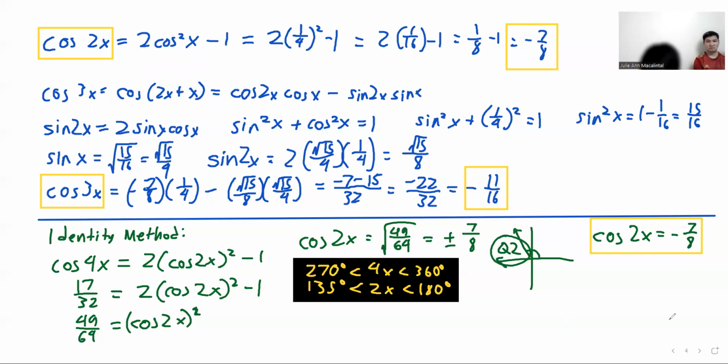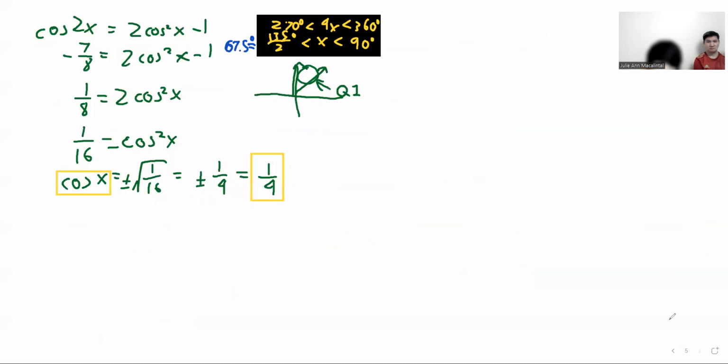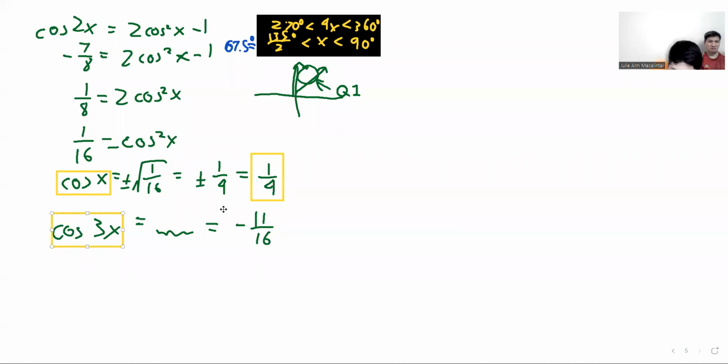Basically, the only thing that mattered here was how I got cosine 2x and cosine x. I did it the opposite way. And then cosine 3x would be the same. It will all boil down to negative 11/16. It will be the same anyway, so I don't think there's a reason to elaborate on redundancy.